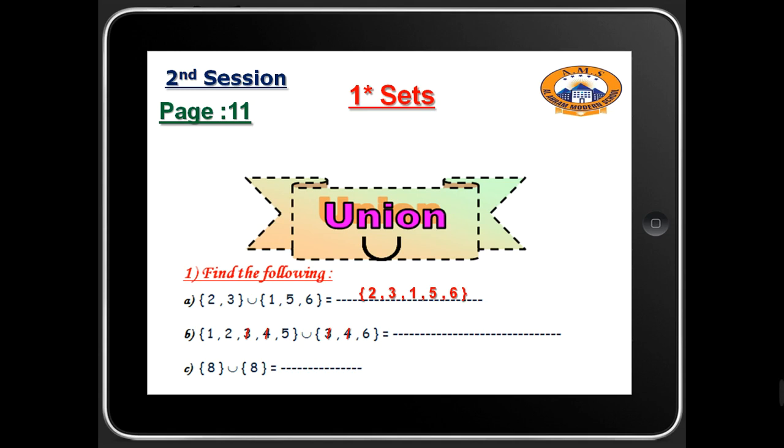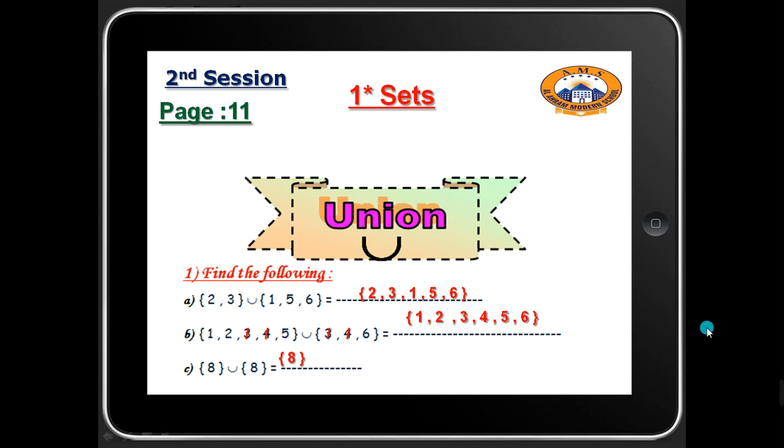Okay, now I'm going to open a bracket, and I'm going to write all the elements inside it. So I'm going to write 1, 2, 3, 4, 5. And in the second set, all I'm going to do is write number 6. Please don't repeat 3 and 4 2 times. The last one here, I have the set of 8 union the set of 8. So here 8 is a common element, so the answer is going to be the set of 8. Don't write 8, 8. We don't write the common element 2 times, okay?